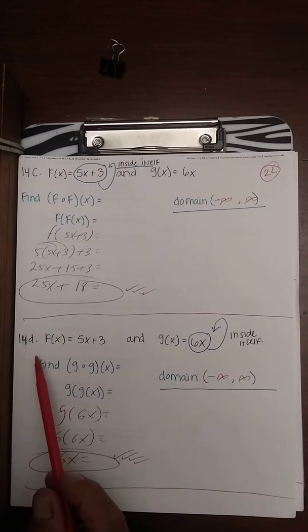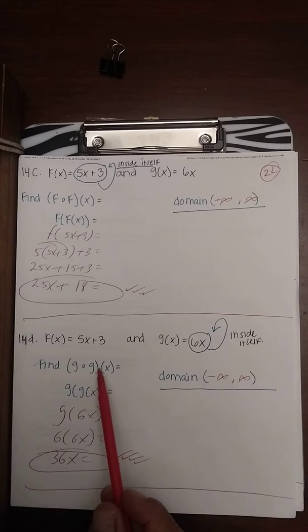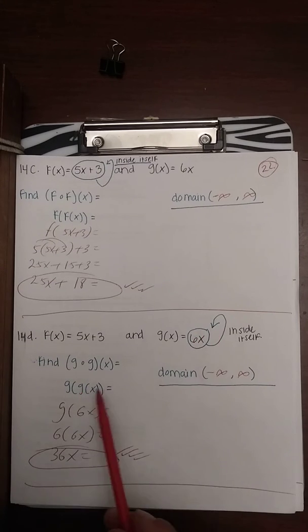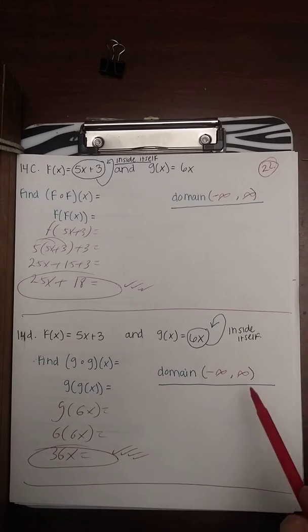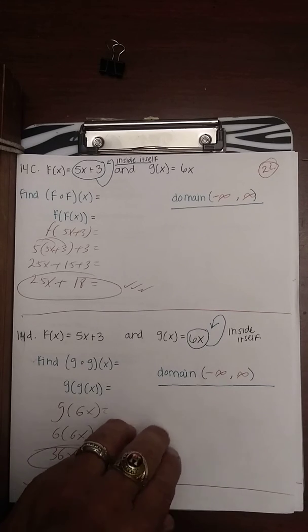This one. G circle g means this one inside itself. So you're going to have 6 times 6x right here. 6 times 6x is 36x. And that's going to give you negative infinity to infinity again for the domain.